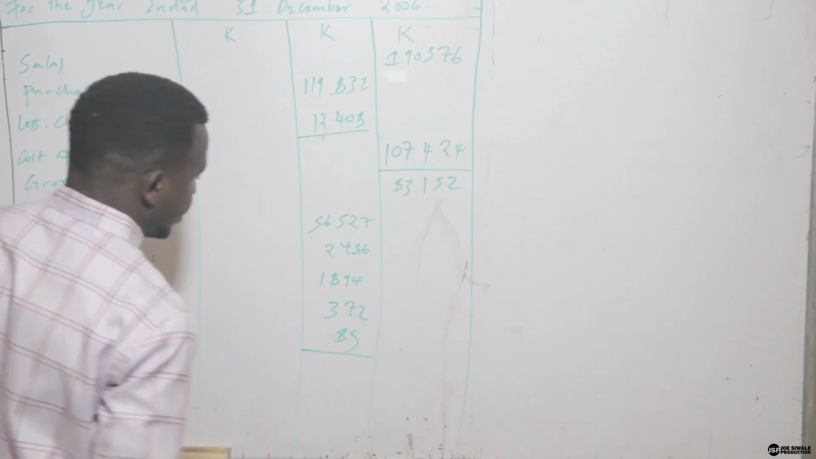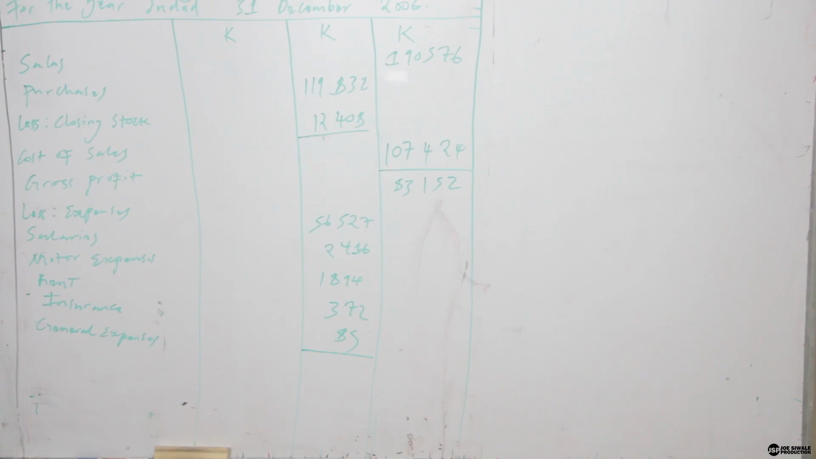So we can find the total. So we're going to say 56,527 plus 2,416 plus 1,894 plus 372 plus 85. We're going to have total expenses.